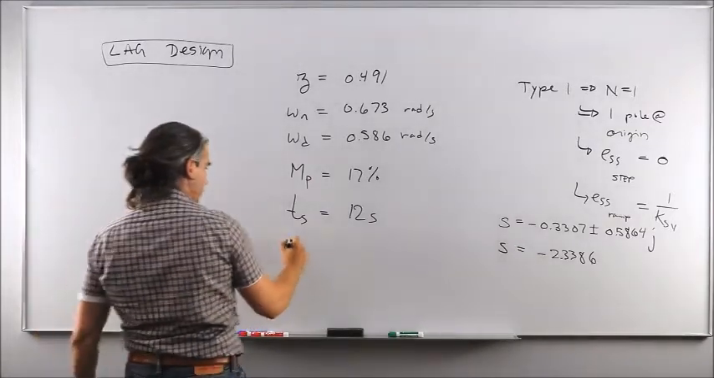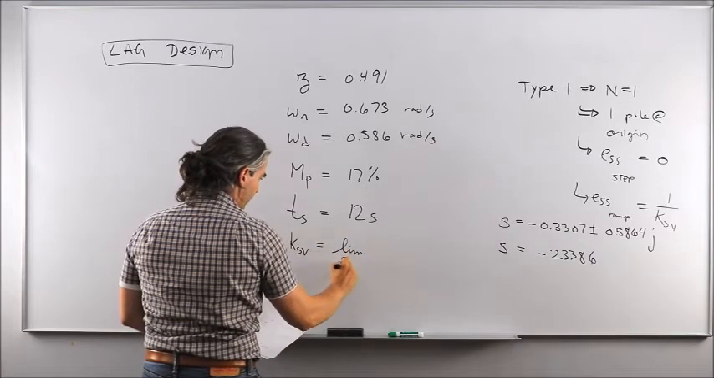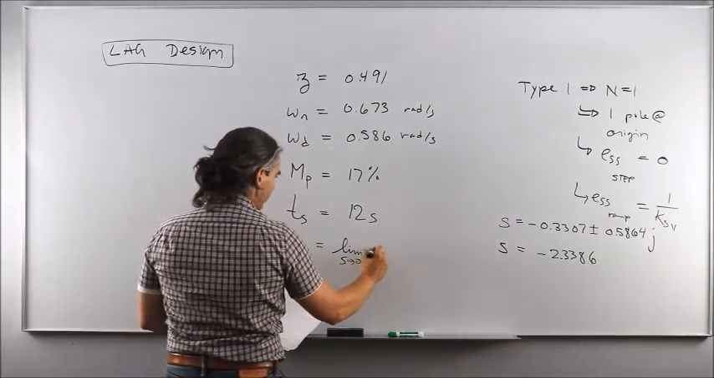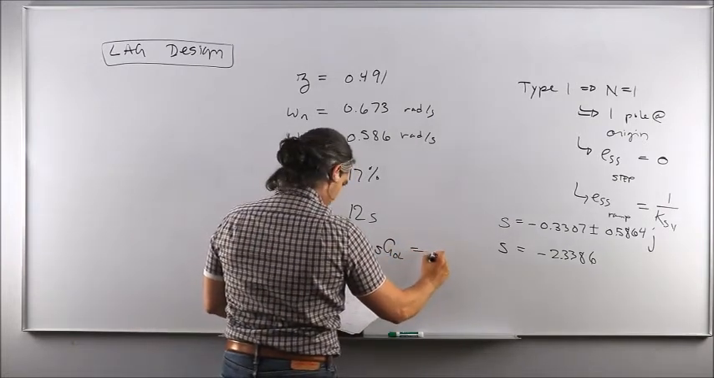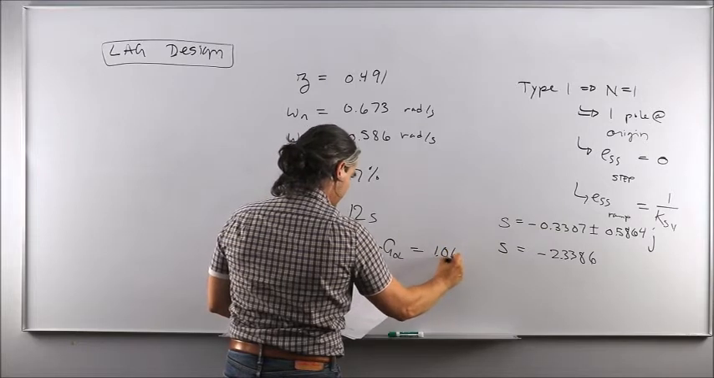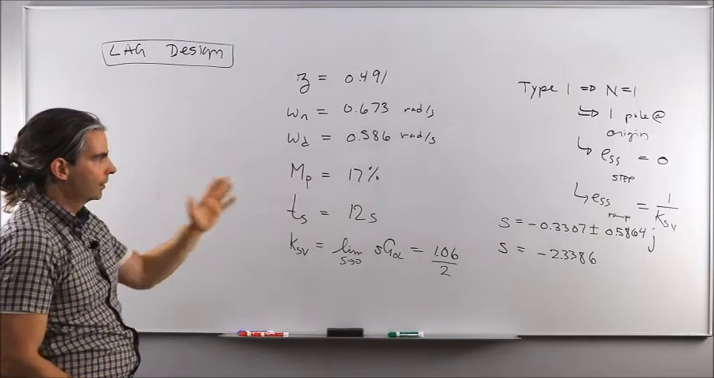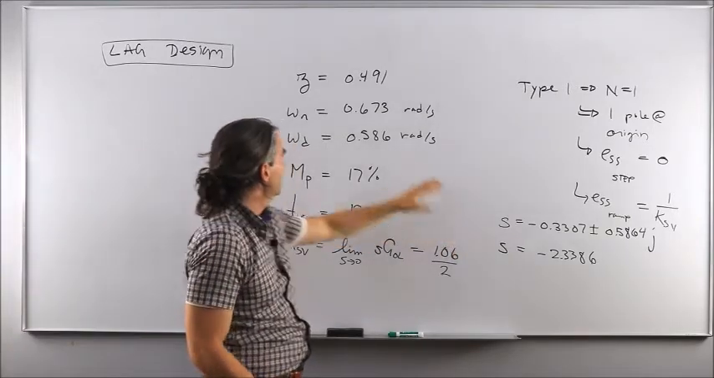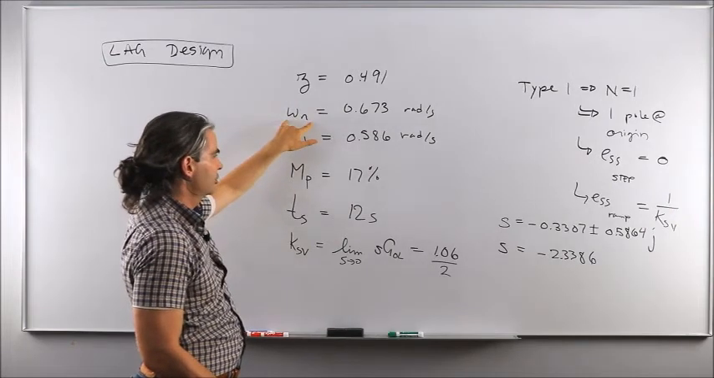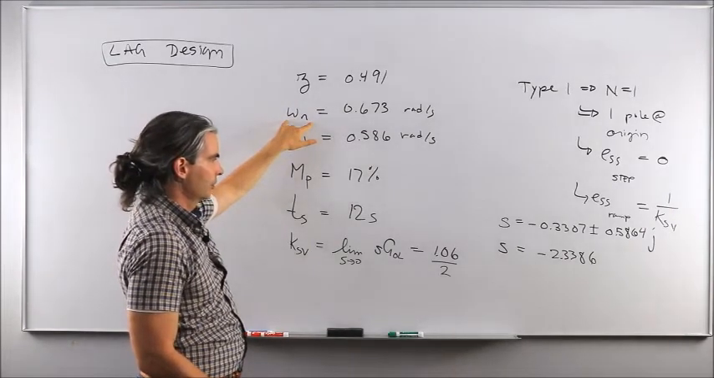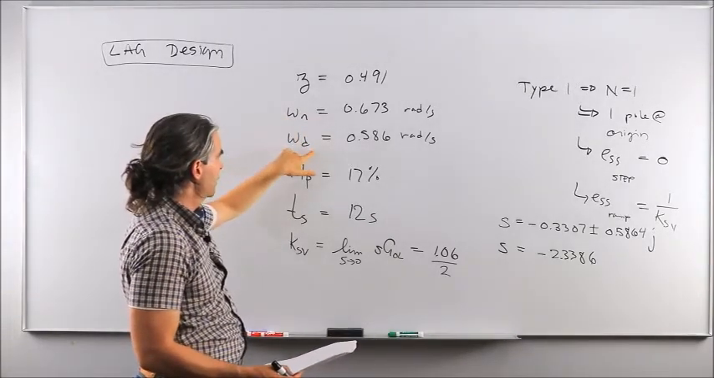Furthermore, I can evaluate the current KSV by taking the limit as S goes to 0 of S times G open loop, not closed loop, and that would give me 1.06 over 2. But wait, we had 3 poles here. So how could you get those kinds of things with 3 poles, right? Omega n is just the norm of a pole. So it is the square root of the real part squared plus the imaginary part squared, right? This is the imaginary part.